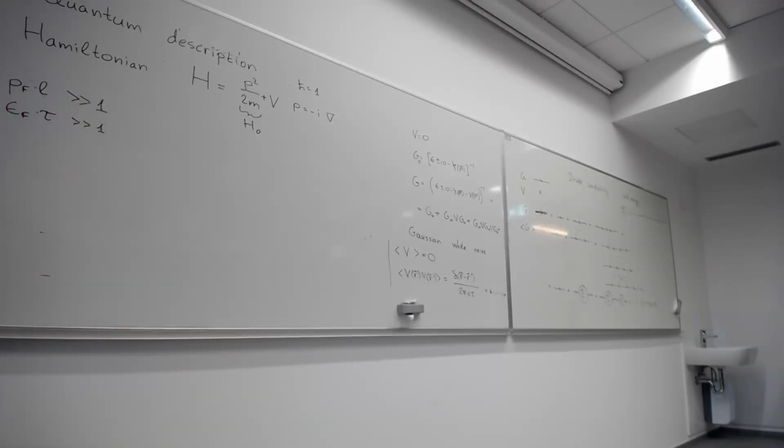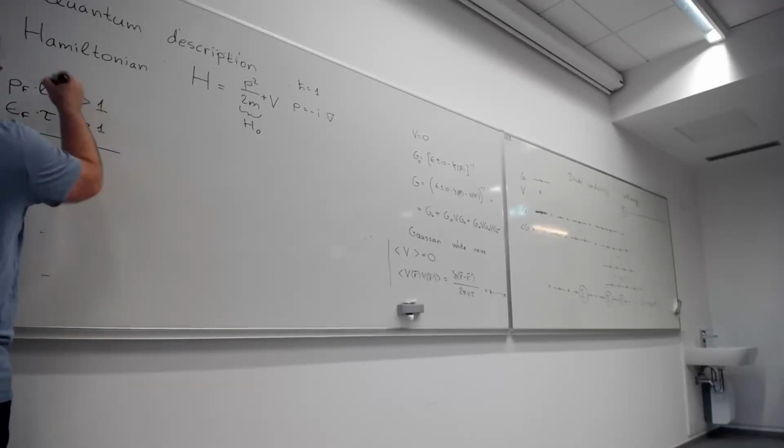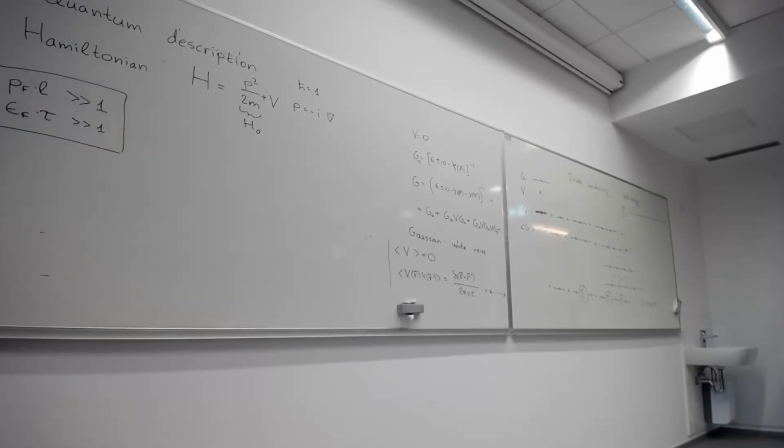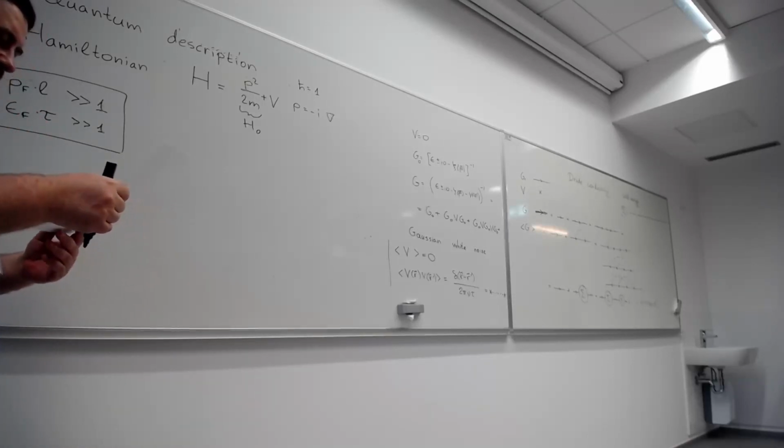I'm sorry, I should have actually said it in the very beginning. This is the main parameter of the model. We can call something a metal if it's not too much disordered, and not too much disordered means that the mean free path is large compared to the Fermi wavelength, and the mean free time is large compared to the inverse Fermi energy.